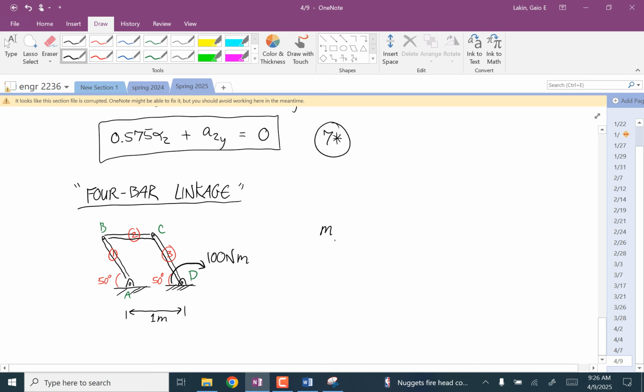And let's say member 1, 2, and 3 each have lengths of half a meter. These are masses. So let's say these are all 1 kilogram. And let's say the lengths are all half a meter. And let's say that what we want is the acceleration at B.